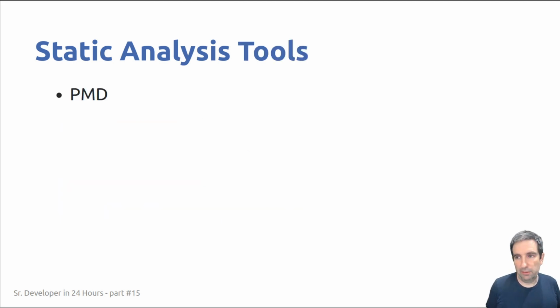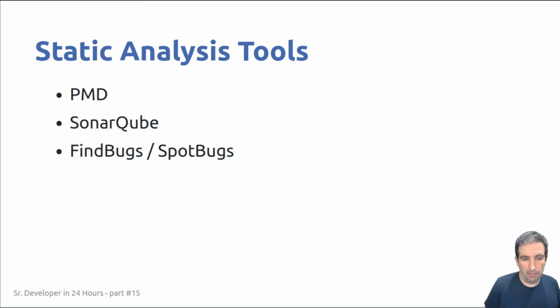There are a lot of static analysis tools. There's a tool called PMD that covers Java, Kotlin, and some other JVM related languages, also JavaScript and some other more obscure languages. We have SonarQube, which we're going to be doing a demo of, which covers a lot of the mainstream languages such as Java, .NET, PHP, Python, Node. FindBugs and SpotBugs for Java.